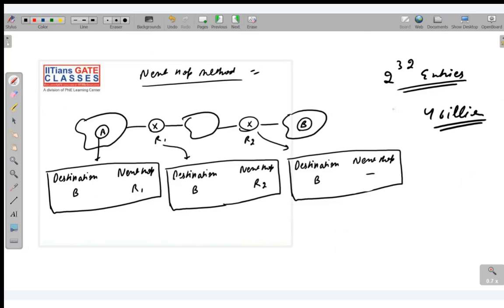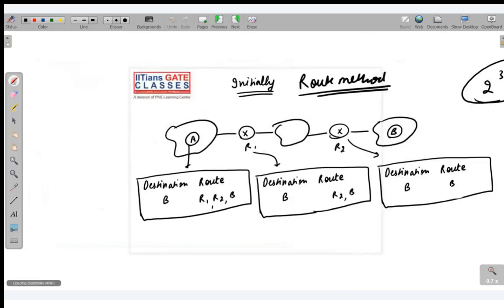Take the snapshot. I will jump to the next slide.